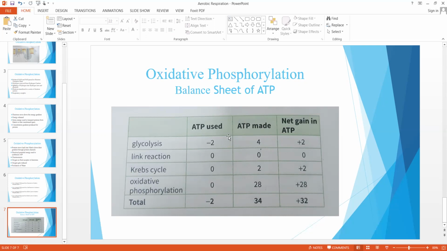Directly, 4 ATP molecules were made and 2 ATP molecules were utilized in glycolysis, so the net gain was 2. In the link reaction, there was no formation of ATP molecules and no ATP utilized, so the net gain is 0. In the Krebs cycle, no ATP was used, however, direct ATP molecules made utilizing the chemical potential energy were 2, so the net gain was again 2. In oxidative phosphorylation, there is no utilization of energy, but the ATP molecules made are 28. Now, how does this 28 come?